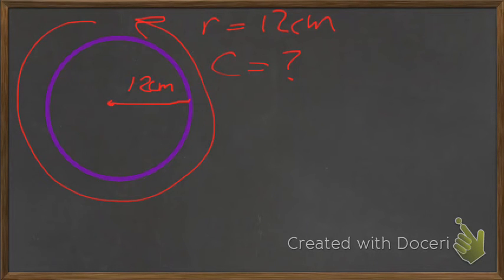But how do I find it? We use a formula, right? Yes, formula. Circumference equals? Pi. 2 pi r. Yes, that. Can we take over now? Yes, hopefully. There you go.